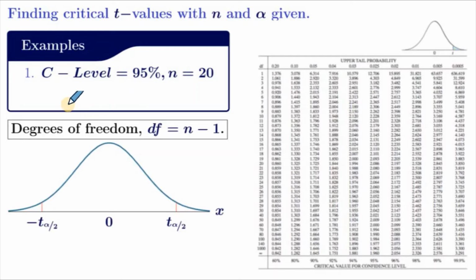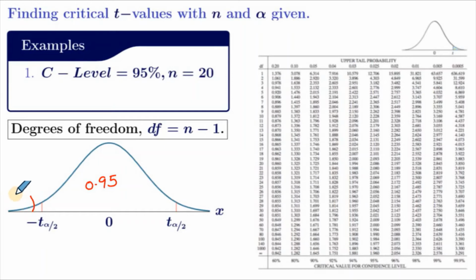Here for the first problem, confidence level is 95%. That means we have 0.95 in the middle and alpha is 0.05. This means each tail has area of alpha by 2, which in this case will be 0.05 divided by 2.